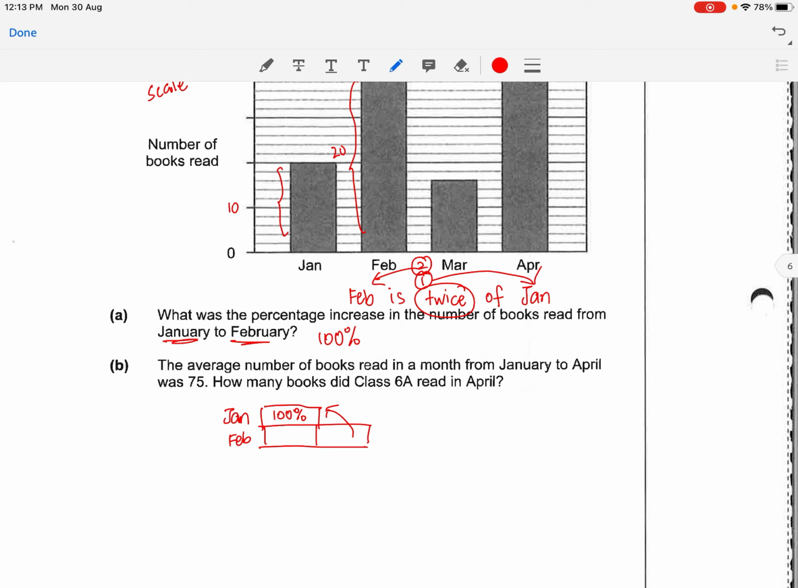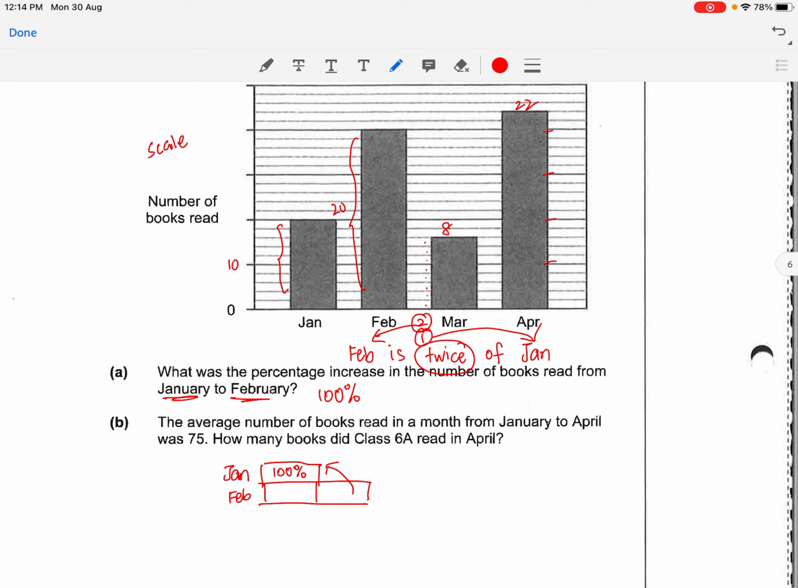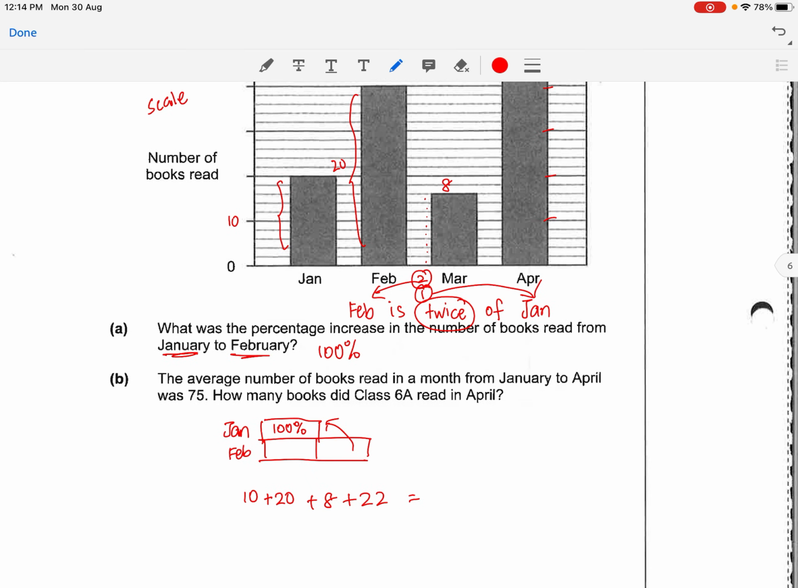For part B, the average number of books read in a month from January to April was 75. So I'm going to look at the intervals now from January to April. So I have 10 intervals, 20. For March, I have 1, 2, 3, 4, 5, 6, 7, 8. I have 8 intervals. Over here, I have 5, 10, 15, 20. I have 22 intervals. So I'm going to add all the intervals together. I would have 10 plus 20 plus 8 plus 22. I will get 20, 30, 60. So I have 60 gaps.